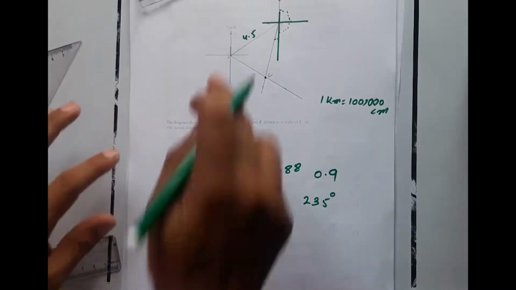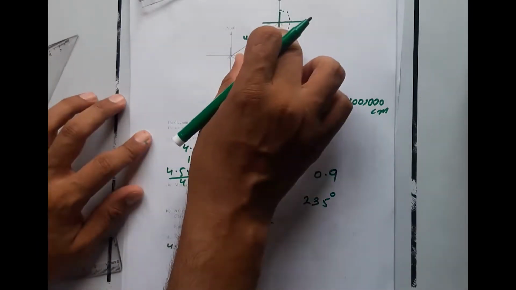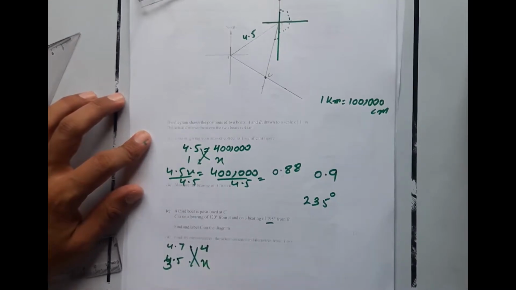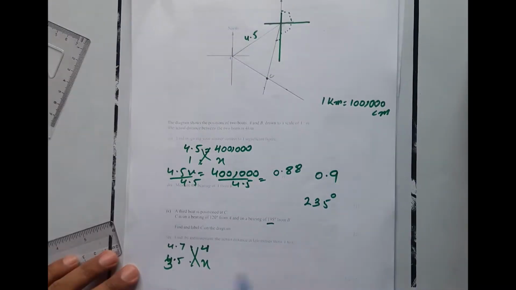There is a little bit of measurement error. Okay, 4.7 represents 4 kilometers. And then how much will 3.5 represent? You can easily calculate it by multiplying each other. 4 times 3.5 divided by 4.7. Its answer is 2.978. Okay.